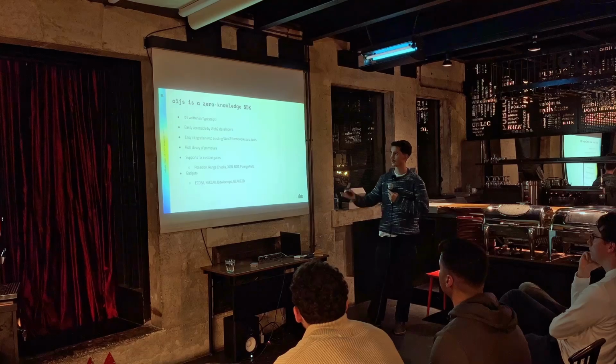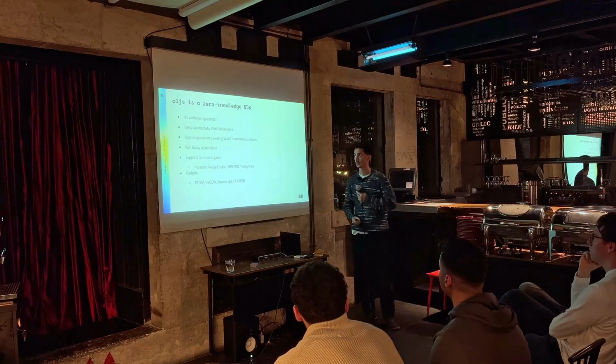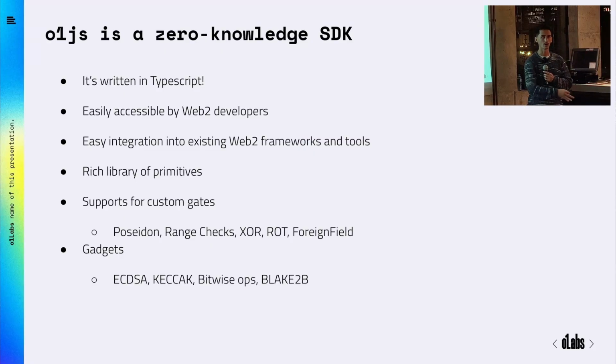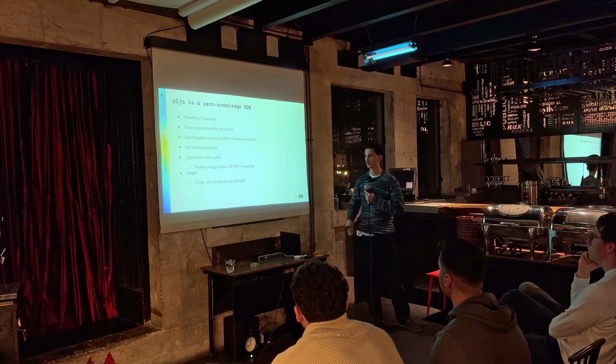So o1.js is a zero-knowledge SDK that we develop at o1Labs. It's written in TypeScript. It's easily accessible by Web2 developers. Also, all Web2 tooling is easy to integrate with o1.js because it's TypeScript. And it has a rich library of primitives. It supports custom gates, and that comes from the proof system. We also have optimized gadgets for signature schemes, hash functions, and bitwise operations.